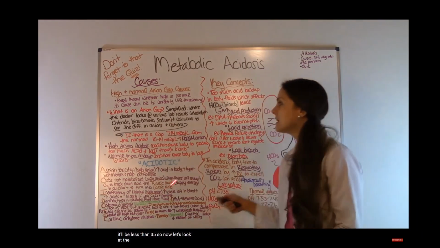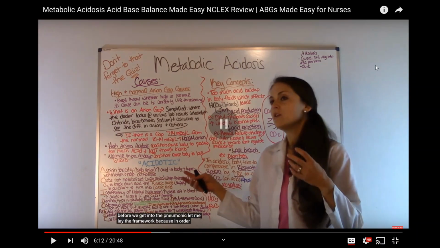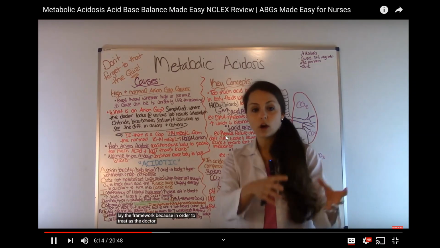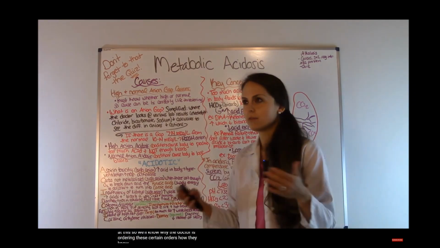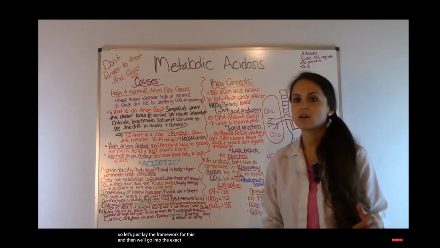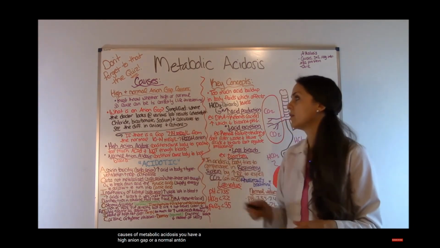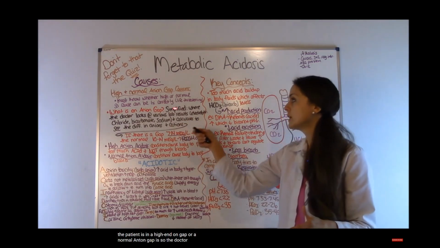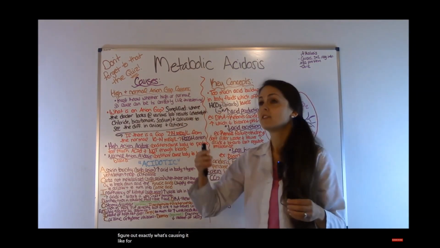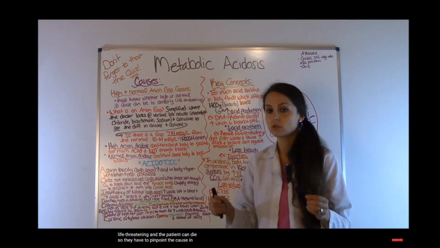So now let's look at the causes of metabolic acidosis. Okay, before we get into the mnemonic, let me lay the framework, because anion gap, remember from our class, is 3 to 12, and if it's greater than that, it's high. As the nurse, in order to treat, we need to look back at this so we'll know why the doctor is ordering certain orders, and how they know it's this type of metabolic acidosis. So let's lay the framework for this, and then we'll go into the exact causes. There are two different types of causes of metabolic acidosis. You have a high anion gap or a normal anion gap. And the reason it's so important to know if the patient is in a high anion gap or a normal anion gap is so the doctor can treat the cause, because if they don't figure out exactly what's causing it, like for instance diabetic ketoacidosis, which is a high anion gap, and they don't treat that correctly, this is life-threatening and the patient can die. So they have to pinpoint the cause in order to order the proper treatments.